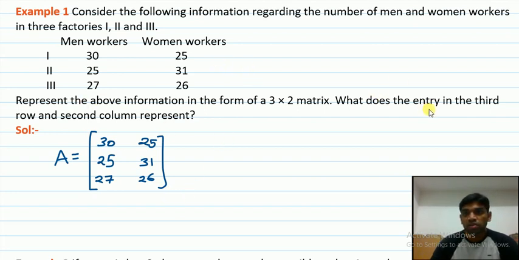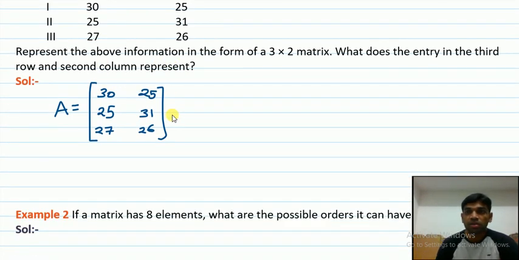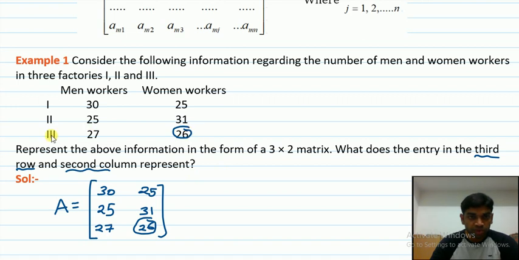So this is the first question: what does the entry in the 3rd row and 2nd column represent? 3rd row and 2nd column. 3rd row means this first row, 2nd row and 3rd row, and 2nd column means 1st column and 2nd column. So they are talking about this 26. So ultimately this 26 denotes what? It is from factory 3 and women workers.